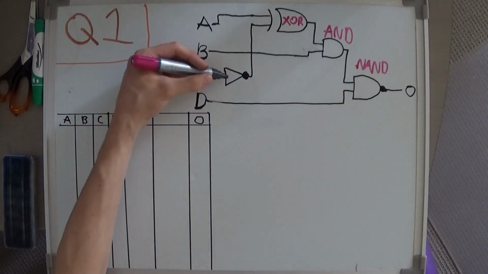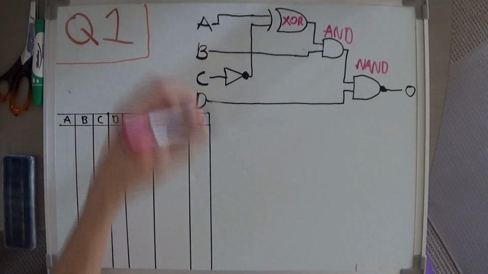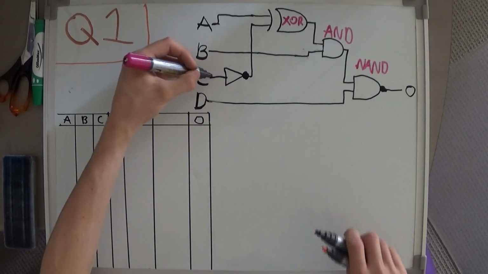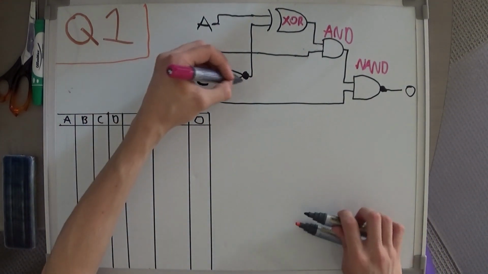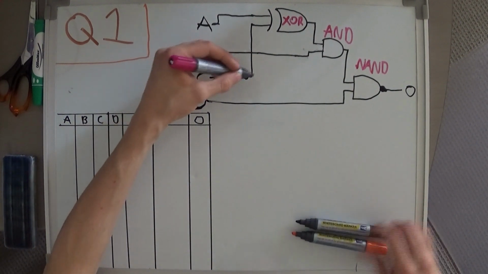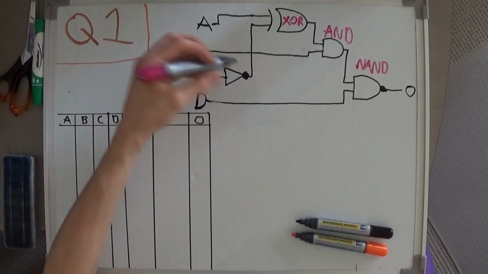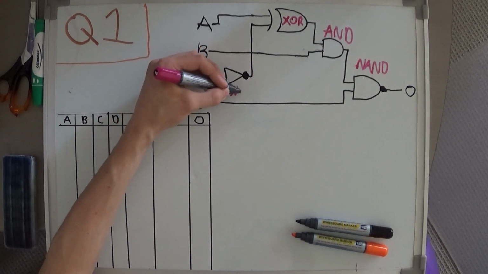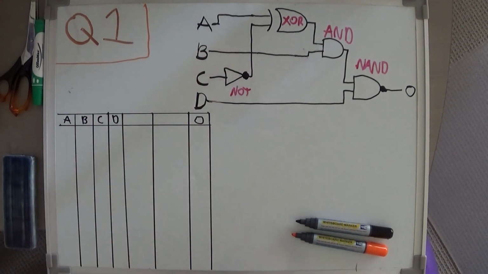Our other gate here is C. In logic, triangles are sort of a nothing gate, they don't really do anything. But we have a little dot over here, so it's not our nothing gate. So this is not C. We'll call this a NOT gate. There we go. Okay, so we know what our different gates are.